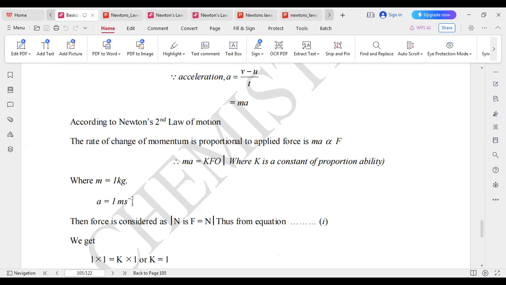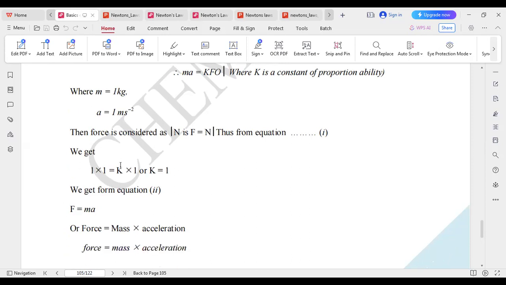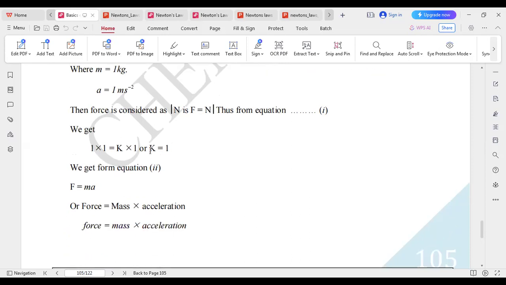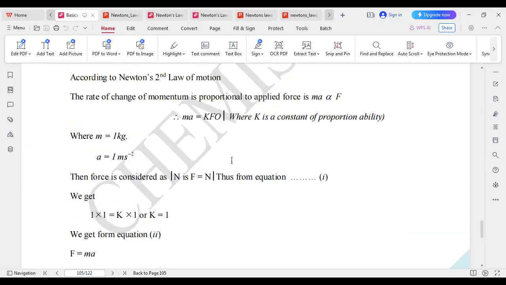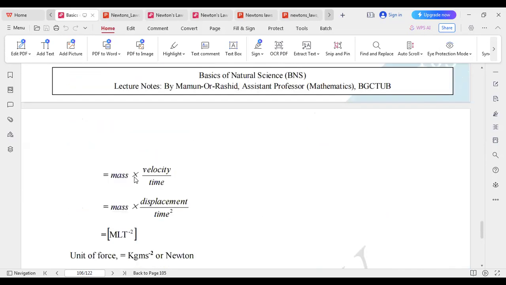If we take m equals 1 kilogram and a equals 1 meter per second square, then we get the definition of Newton. So what is Newton? If any body has 1 kilogram mass and its acceleration is 1 meter per second square, then this amount of force is called 1 Newton. So putting the value of k in equation 1, we get the force equals ma.